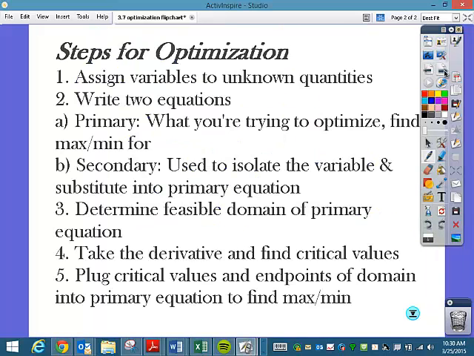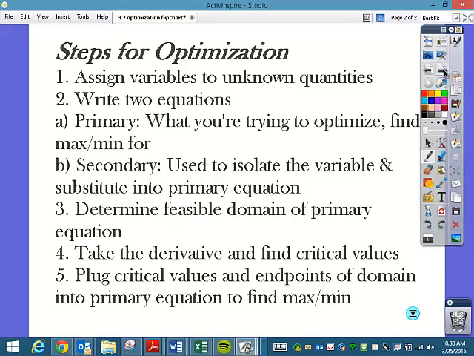So in conclusion, let's wrap up how you optimize problems. First, assign variables to all of your unknown quantities. In this instance, it was length and width. Depending on the situation, it's going to be something else. You're going to write 2 equations. Your primary equation is what you're trying to optimize, whatever you're trying to maximize or minimize.